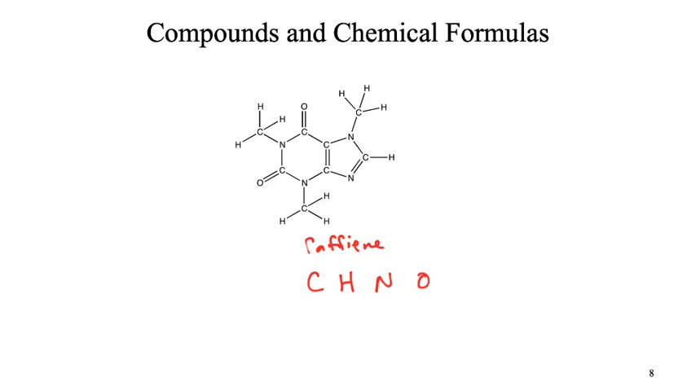So I could go through my picture of my structure. I could count them out. How many carbons do I have? 8. Okay, I'm just going to trust you. Okay, so I've got 8 carbons. How many hydrogens? We'll just accept 10. It's fine.